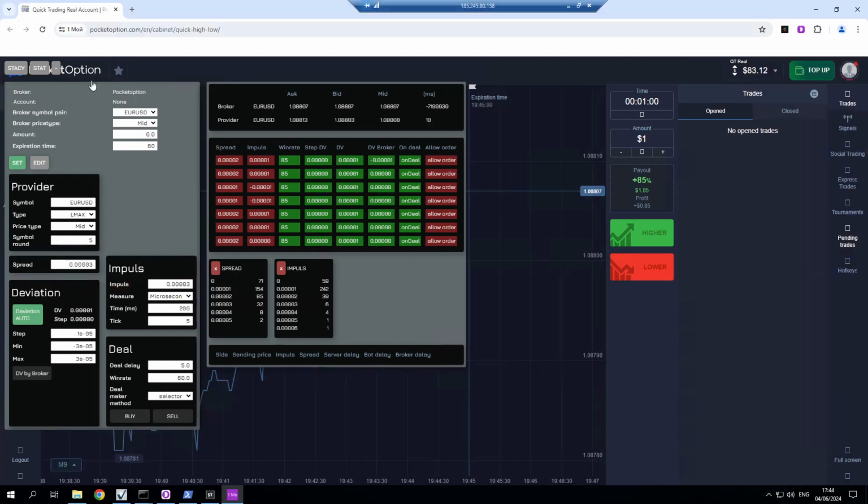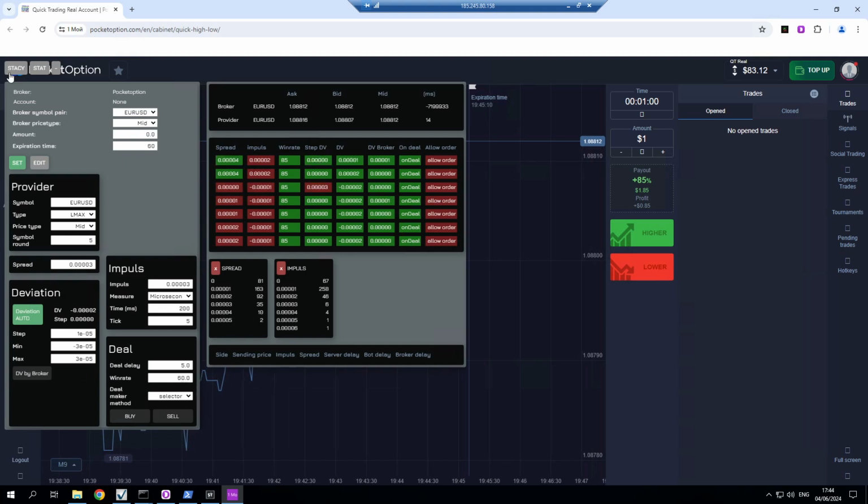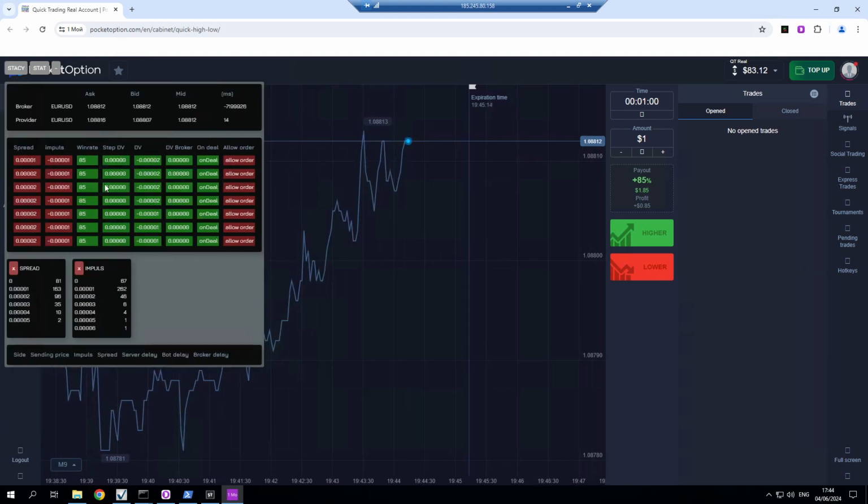We can minimize the first block and expand the first block. The second block can also be minimized and expanded. Let's collapse our block with the settings. Let's look at the statistics.